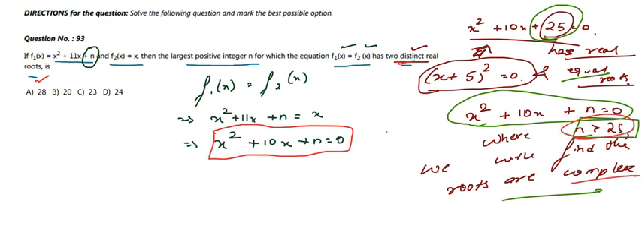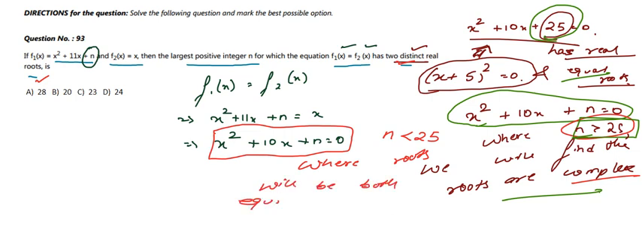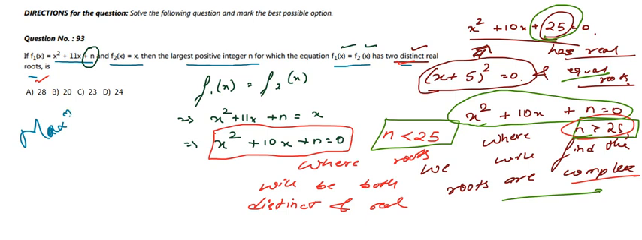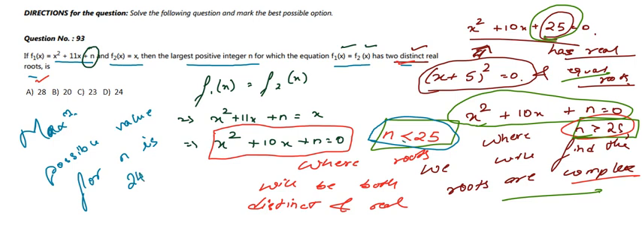So n can have the values only less than 25 where roots will be, sorry, not equal, we have roots distinct. Roots will be both distinct and real. So the condition is n should be less than 25. So the maximum possible value for n, what will be the maximum possible value when n is less than 25, and this is the maximum number, so this will be 24 because here we don't have less than or equal to.